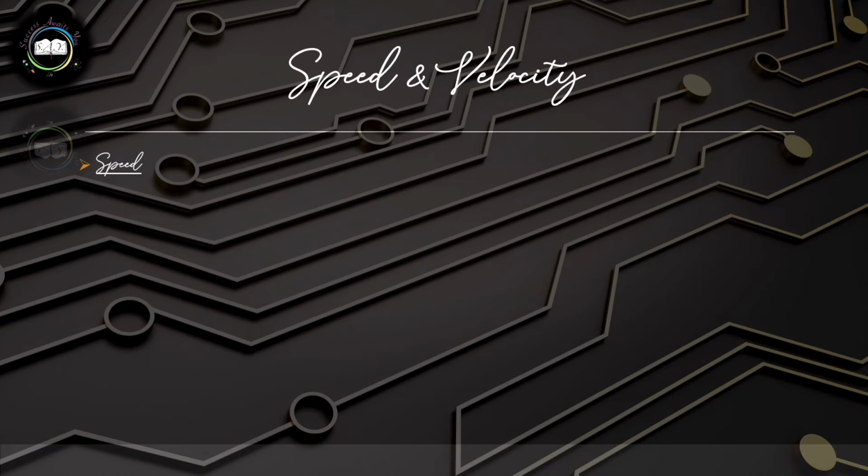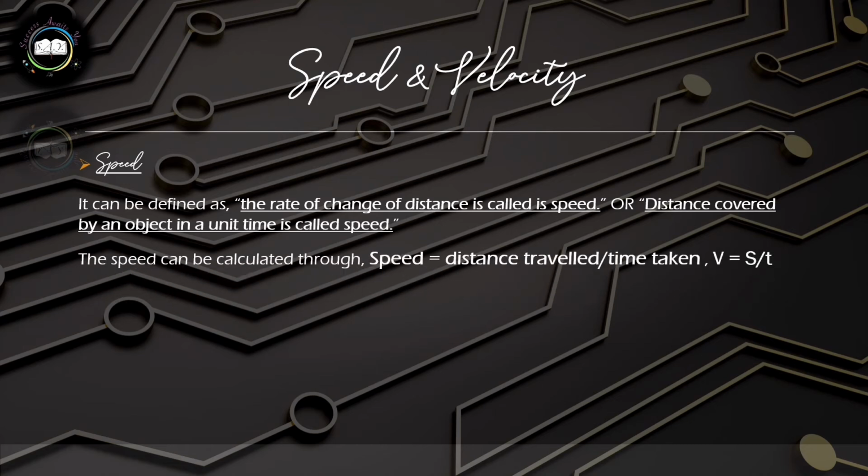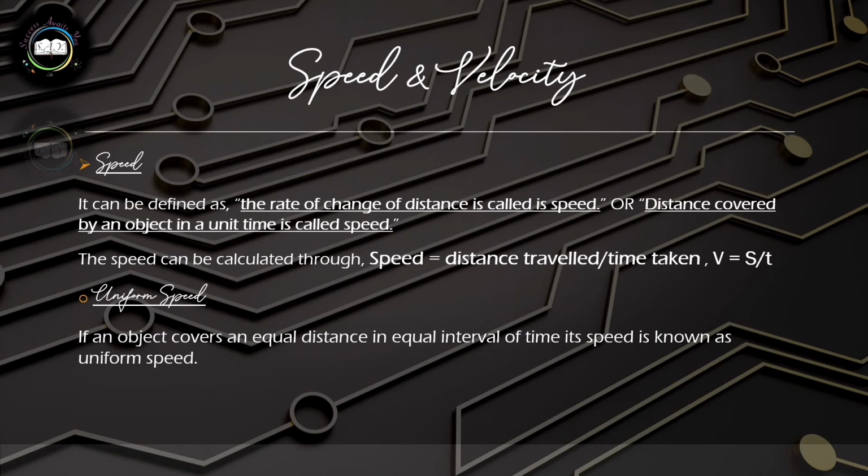Speed. The distance covered by a body in unit time is called its speed. It has no particular direction. Mathematically, speed equals total distance covered upon total time, or v equals s upon t. It is a scalar quantity, and its SI unit is meter per second or meter second inverse.